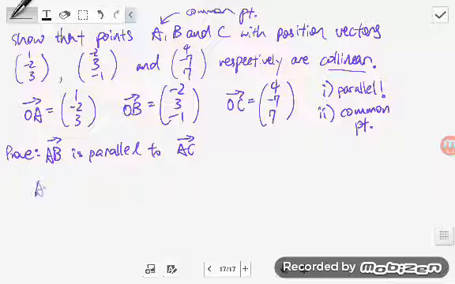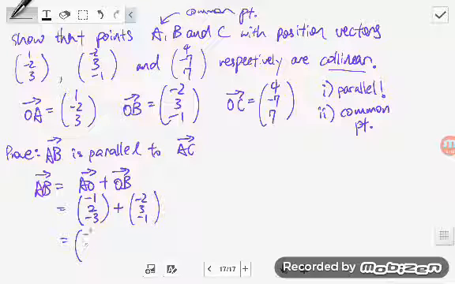So let's find out what AB is. AB is equal to AO plus OB. AO is just the opposite of OA. I'm going to skip a few steps here. I'm going to put (-1, 2, -3), the opposite of that, plus (2, -3, -1), and this is equal to (1, -1, -4).